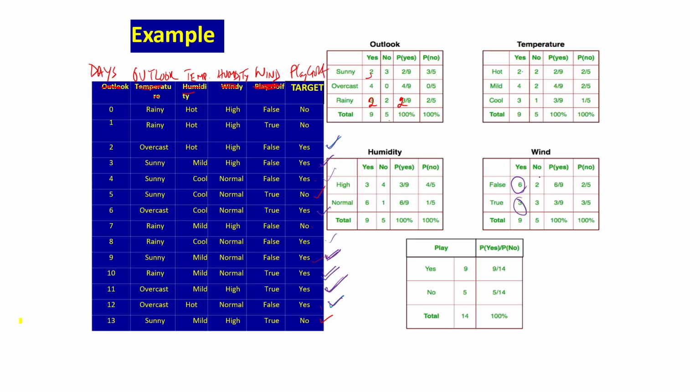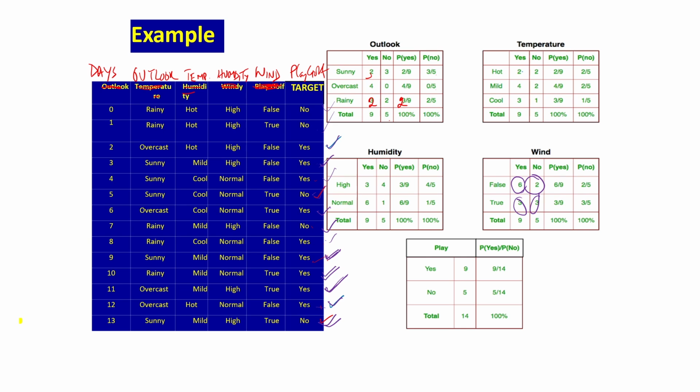So, no is again very easy. False no 1, and false no another one 2, that is why it is 2. And true no 1, true no 2 and true no 3, okay. That is how we can calculate.